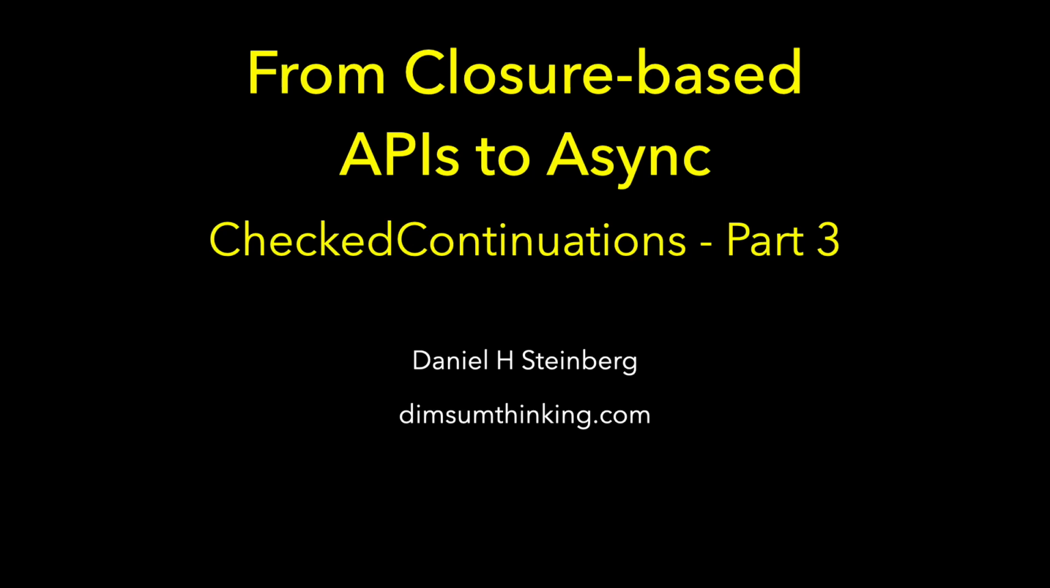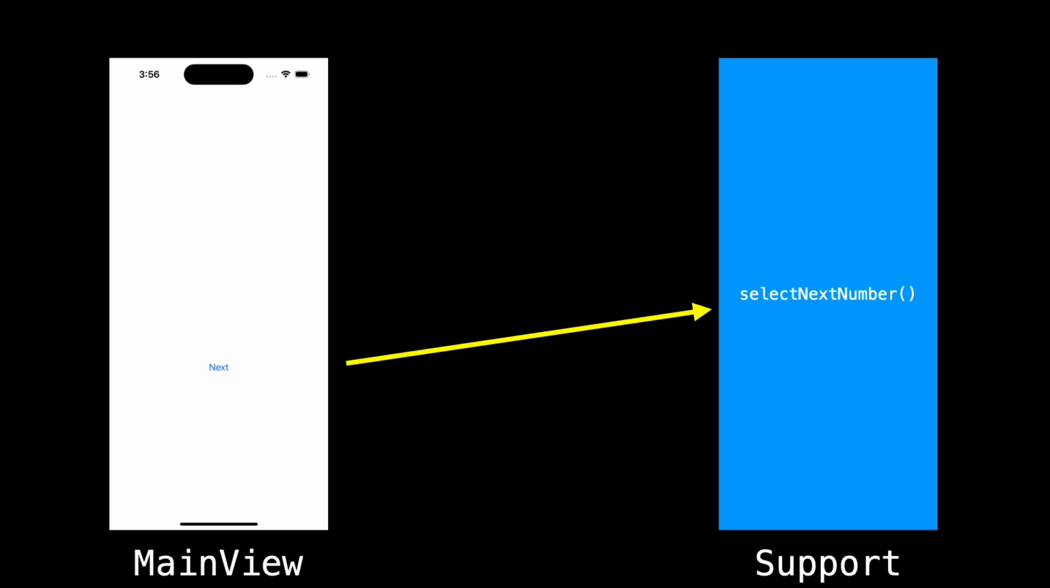From closure-based APIs to async, check continuations, part 3. We continue with our app. In this simple app, we have a next button in our main view, and we have our controller, or our view model if you prefer, called support. When we tap the button, we call the method selectNextNumber in support, and then we wait, and then we get a number back somehow that we display inside of a circle.